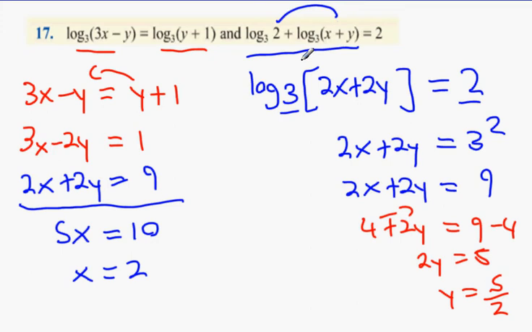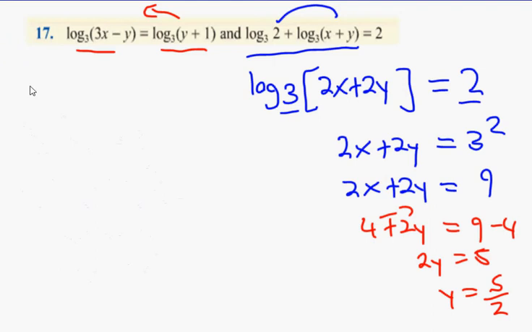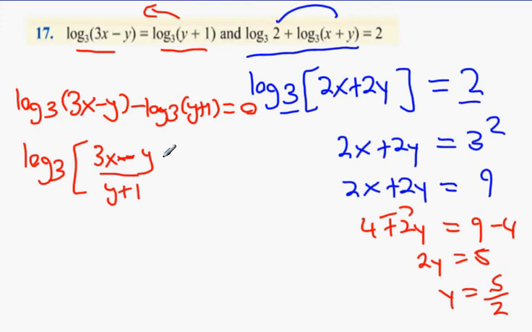Alternatively, some people would have brought this over the other side at the beginning. So if you brought that over the other side, what you would have got was this. You would have got log to base 3 of 3x minus y, minus log to base 3 of y plus 1 equals 0. Then what we're going to get is log to the base 3 of 3x minus y over y plus 1 equals 0.